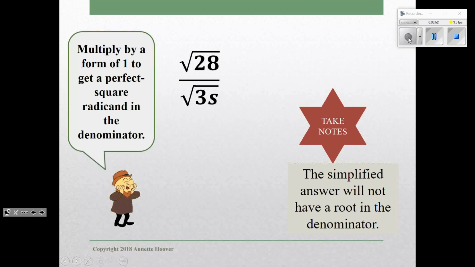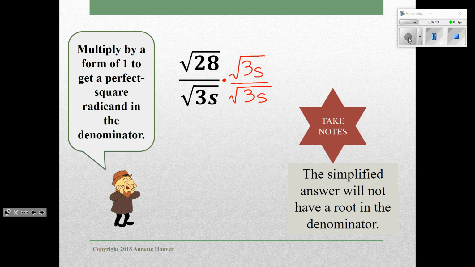Another example, we have the square root of 28 divided by the square root of 3s. We can't simplify this any, so we're going to rationalize the denominator. We want to make the denominator a rational number. So we have the square root of 3s divided by the square root of 3s that we're going to multiply this by. Again, we're just multiplying this original one times something that's equivalent to 1, so it doesn't change it any. On the top, we have the square root of 28 times 3s.